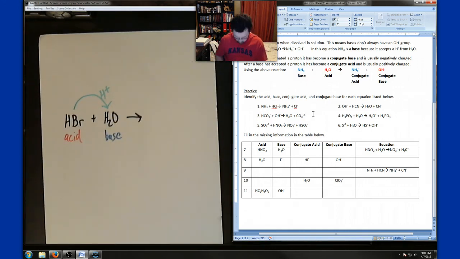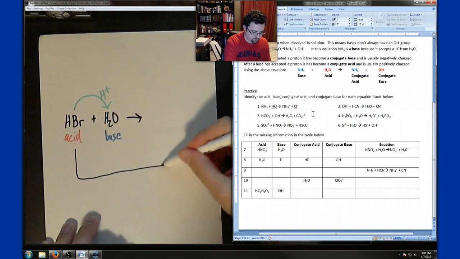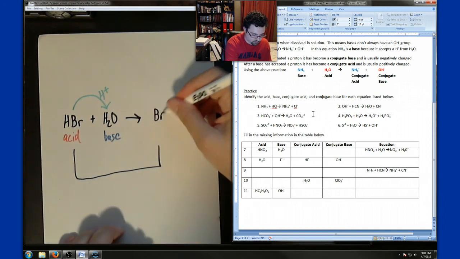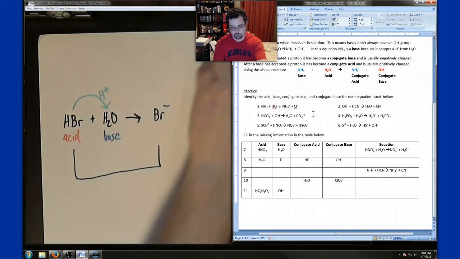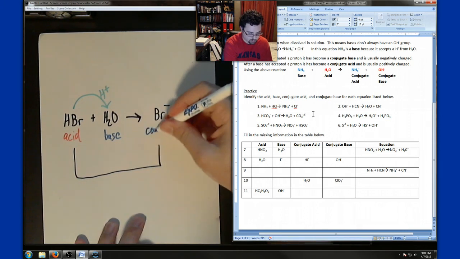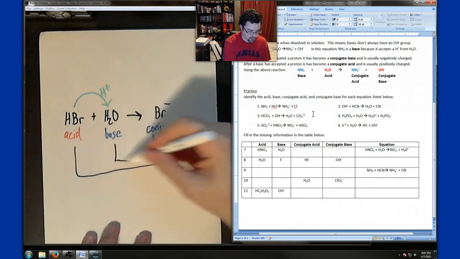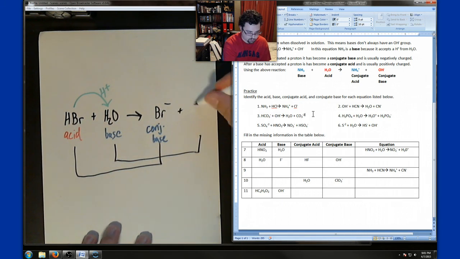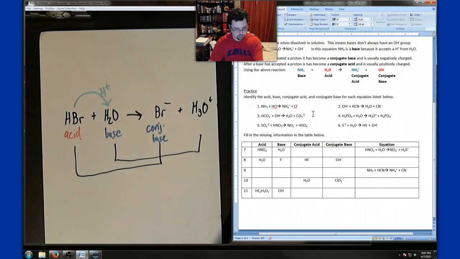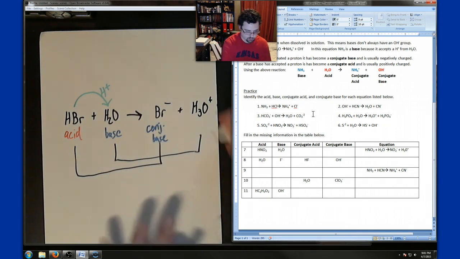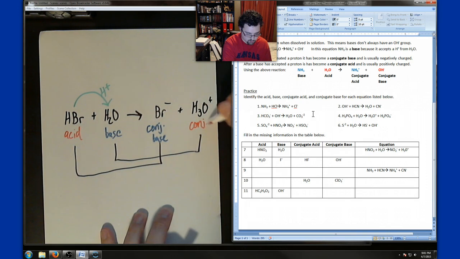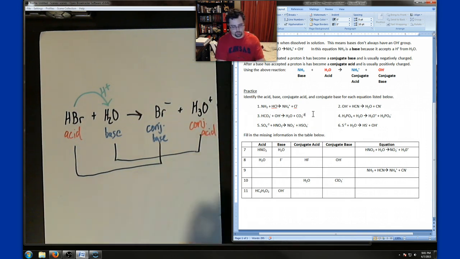Meaning, this acid goes from HBr to Br minus. So the acid switches and becomes my conjugate base. Meanwhile, the H2O is going to gain an H+, which means he's going to be H3O+. And over on that side, the H3O plus is my conjugate acid. Okay? So this is how you can tell conjugate acids and bases.